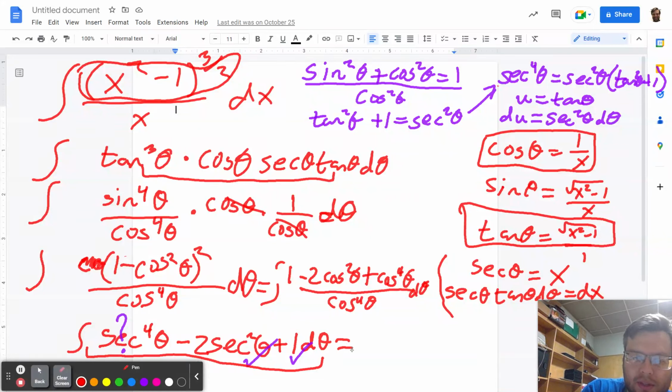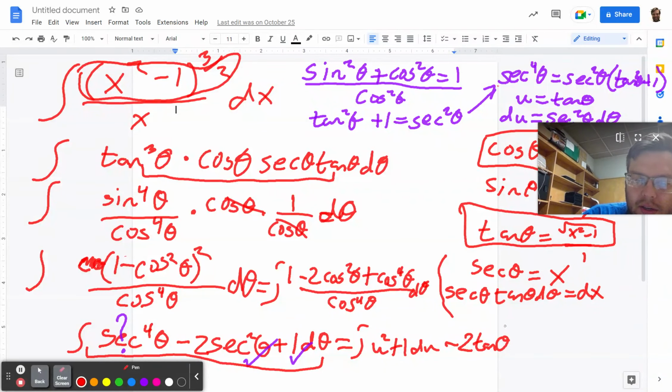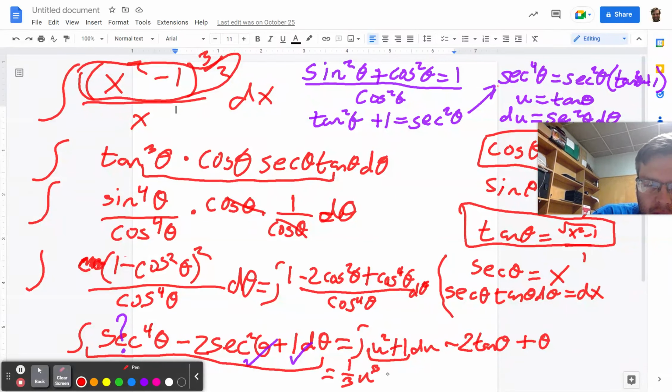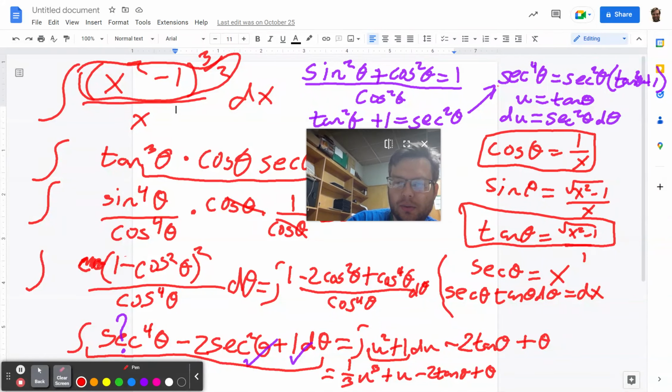That means that I have the antiderivative of u squared plus 1 du minus 2 tan theta, because that's the antiderivative of secant squared, plus theta. And then almost done. I have to get everything back in terms of x, and I have to do one last antiderivative. So we have 1/3 u cubed plus u minus 2 tan theta plus theta. Let's see, u is equal to tan theta, and tan theta is equal to square root of x squared minus 1.